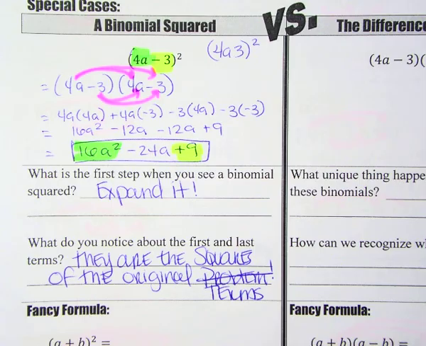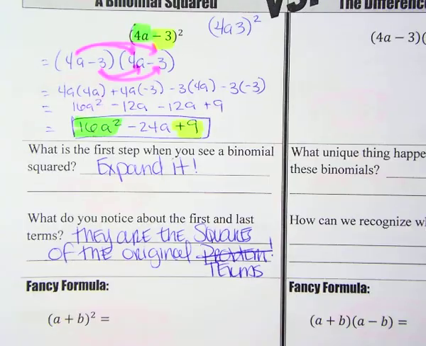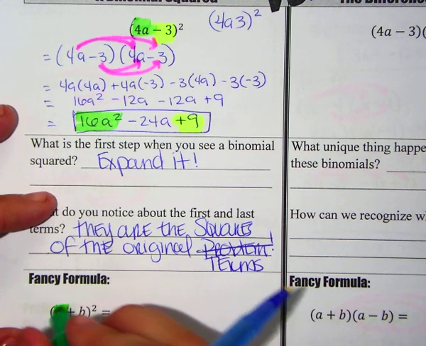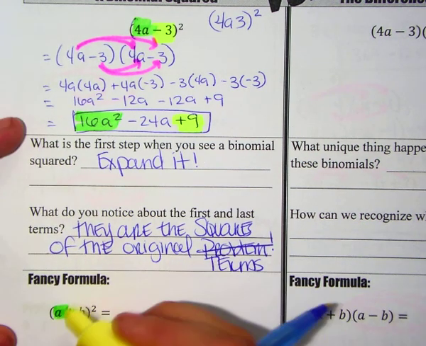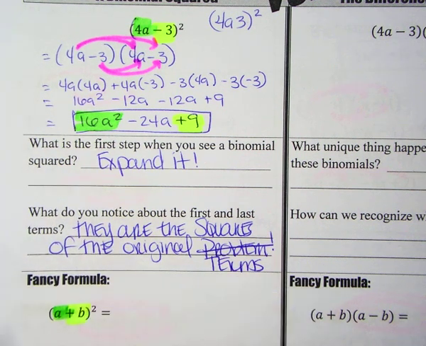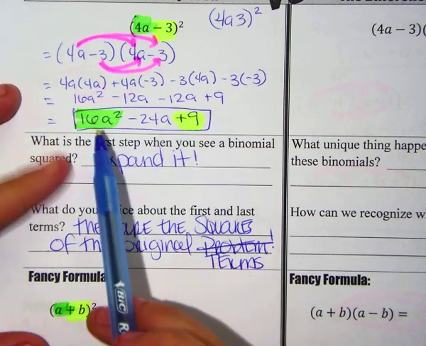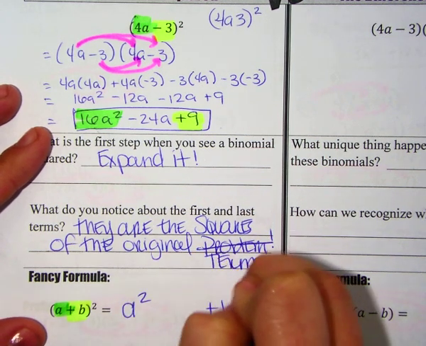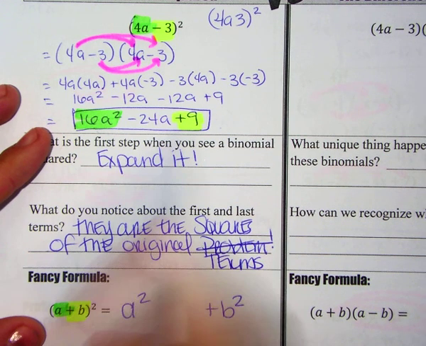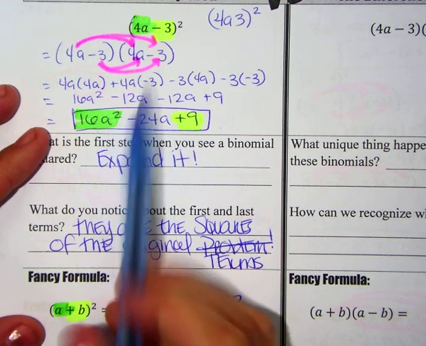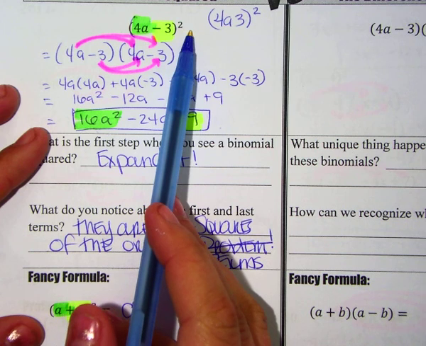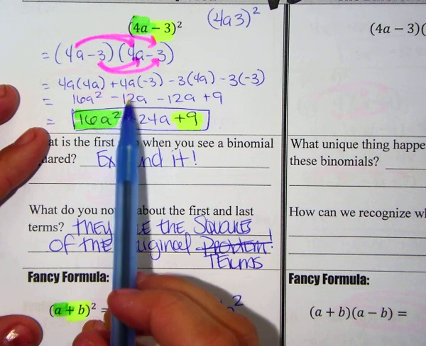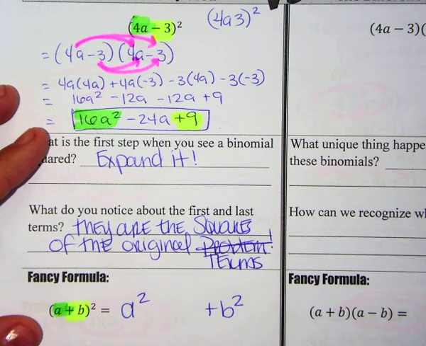Okay. So the formula right here, if you have a squared and b squared, a is referring to the first term, b is referring to the second term. The formula, like we said, you're going to square the first term, you're going to square the last term. So a squared plus b squared. Now if we take a look at the middle term, how do we get negative 24 from 4 and negative 3? Well, 4 times negative 3 is negative 12. And negative 12 times 2 is negative 24.